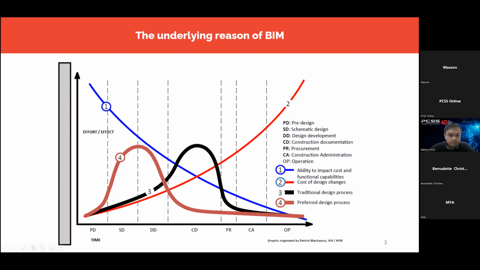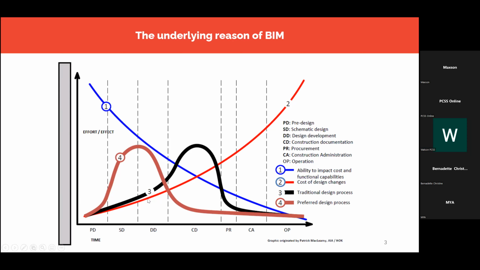So the red curve is the cost of design change. How much will it cost you if you change your design? Again, from the very early stage, you can see the curve is going up, right? The red curve. From the early stage, you can change the design of your building and it won't cost you too much, compared to if you do it during the middle stage, which is the construction stage. Of course, if you do it near the end of the project, it will cost you a lot because the building has already been built. So we have the blue curve, ability to impact cost and the function of the building. And then we got the red curve, which is the cost of doing the changes in your building.